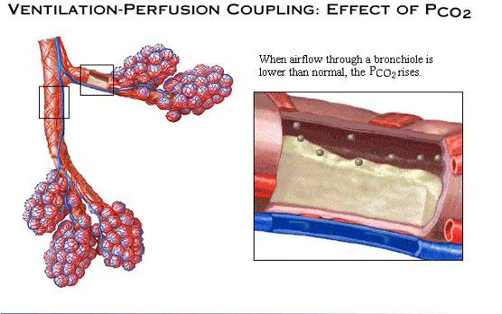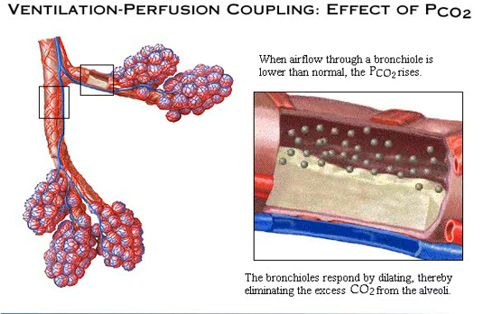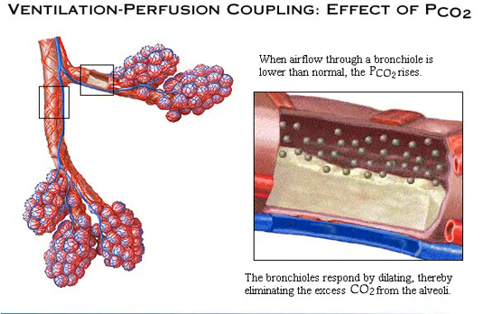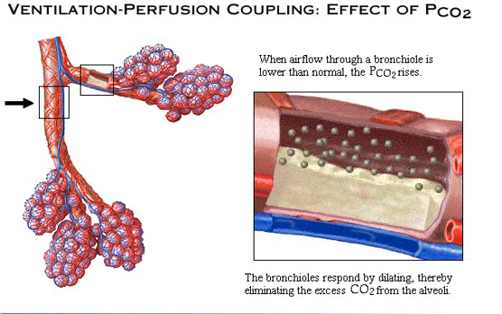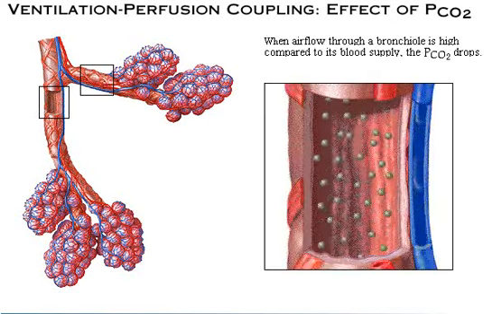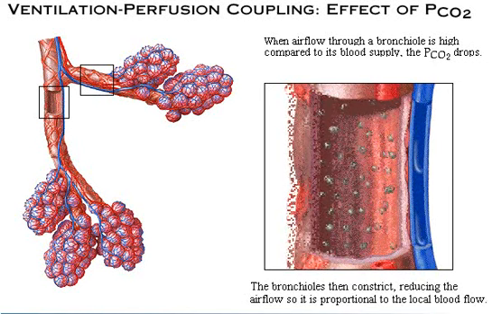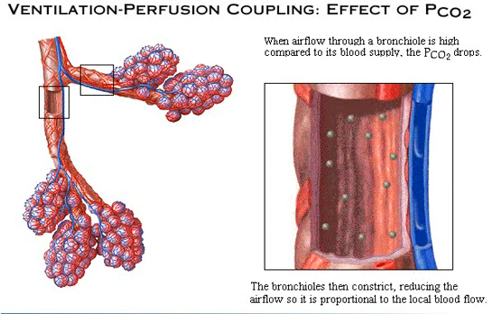When airflow through a bronchiole is lower than normal, the PCO2 rises. The bronchioles respond by dilating, thereby eliminating the excess carbon dioxide from the alveoli. Now click the other bronchiole. When airflow through a bronchiole is high compared to its blood supply, the PCO2 drops. The bronchioles then constrict, reducing the airflow so it is proportional to the local blood flow.